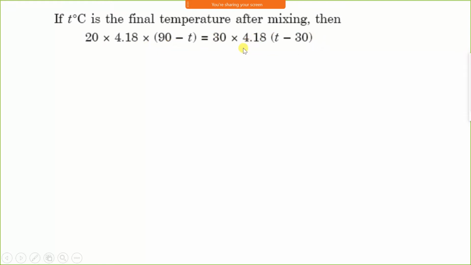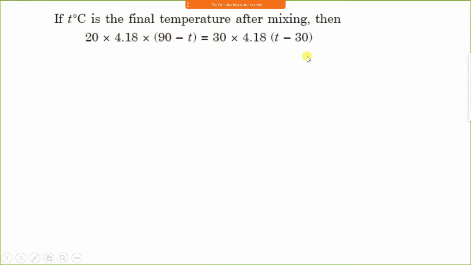When two waters are mixed, hot water will lose heat and cold water will gain heat. Therefore, heat loss by hot water is equal to heat gained by cold water, and heat loss by hot water is m cp delta T. Mass of hot water is 20 kg, specific heat of water is 4.18, and the change in temperature of hot water is 90 minus T, where T is the final temperature. The final temperature is less, therefore we write it after 90.